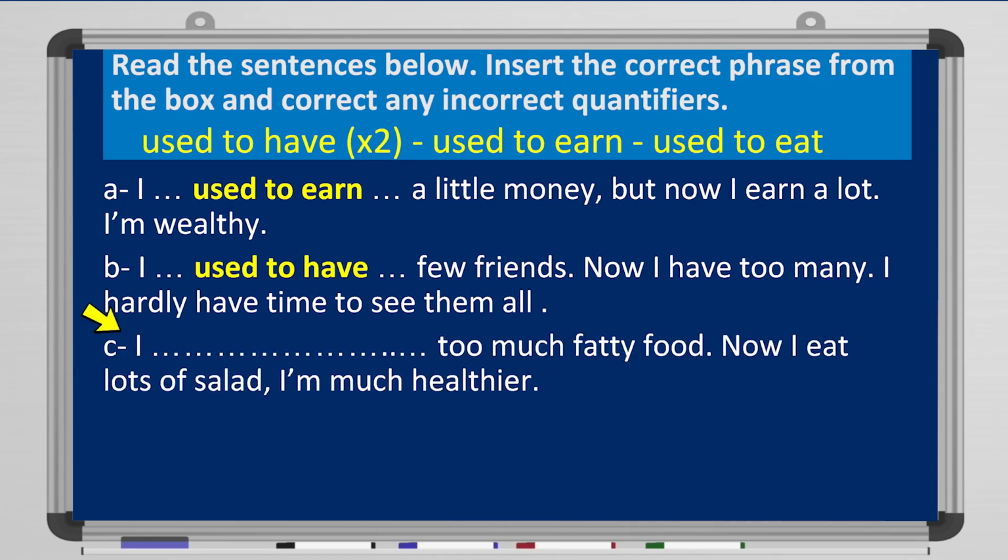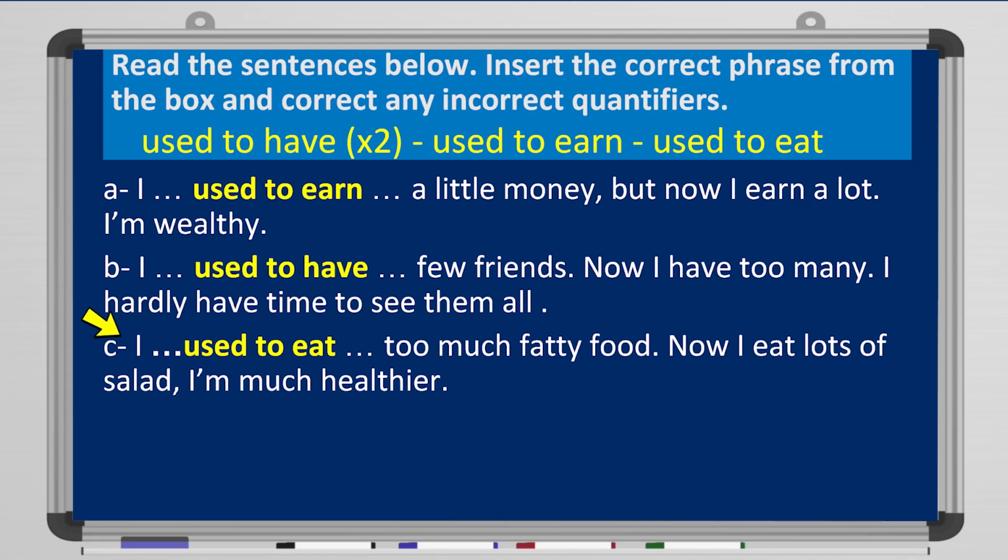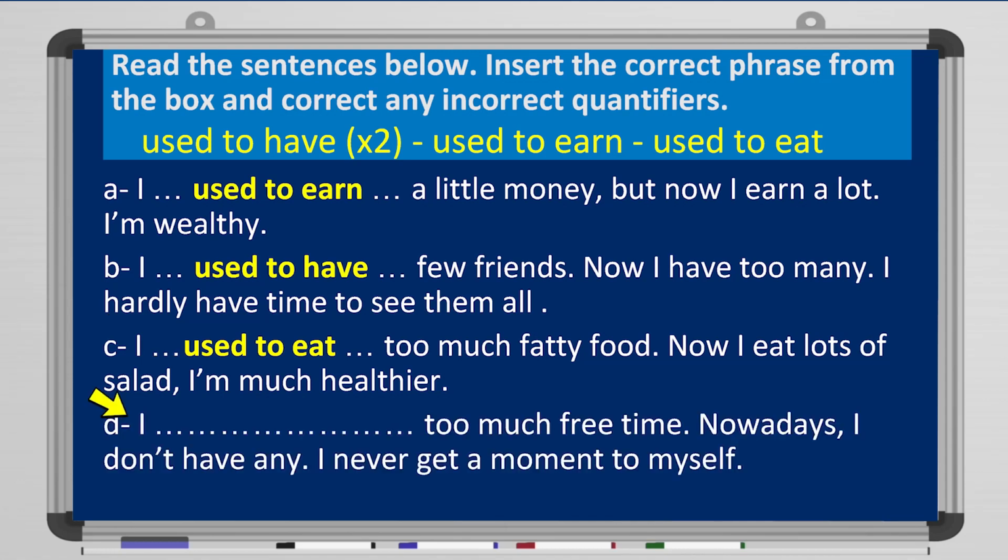Let's look at C. I ___ too much fatty food. Now I eat lots of salad. Obviously, now I eat, so I'm going to say I used to eat. And the last one here. I ___ too much free time. Nowadays, I don't have any. And obviously, the answer is very, very clear. I used to have.